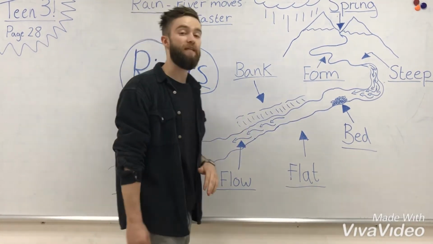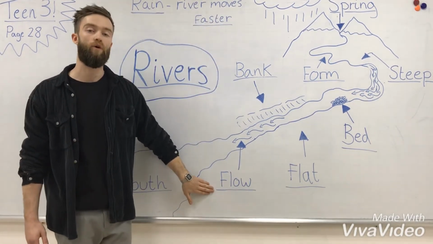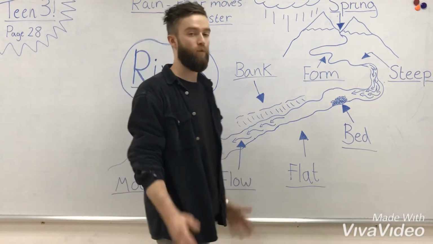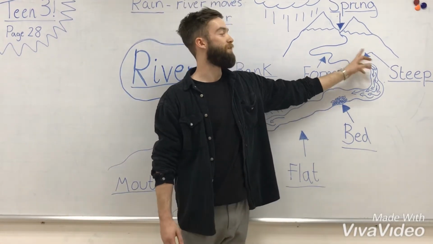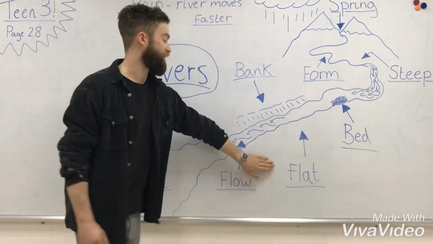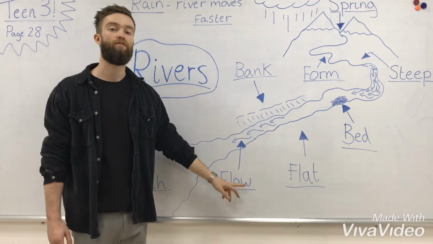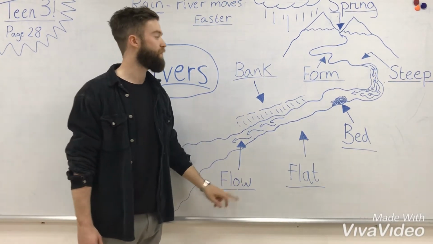Now, the speed of the water is called the flow, okay? The flow of the water. Now remember, if it's steep, the water is fast. If it's flat, the water is slow. This is called the flow of the river, okay?